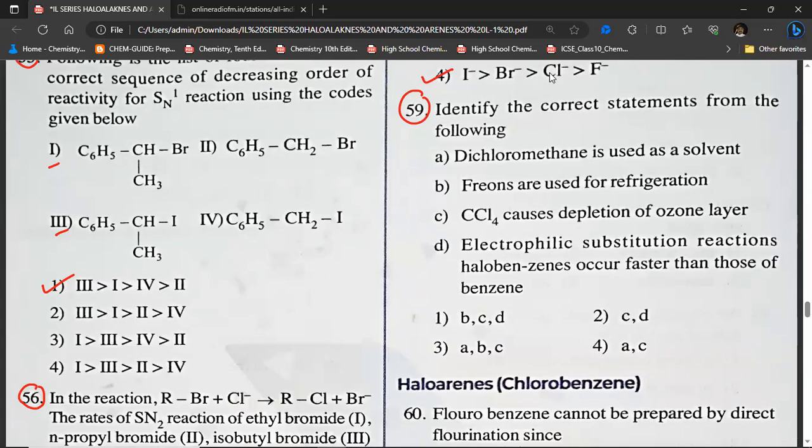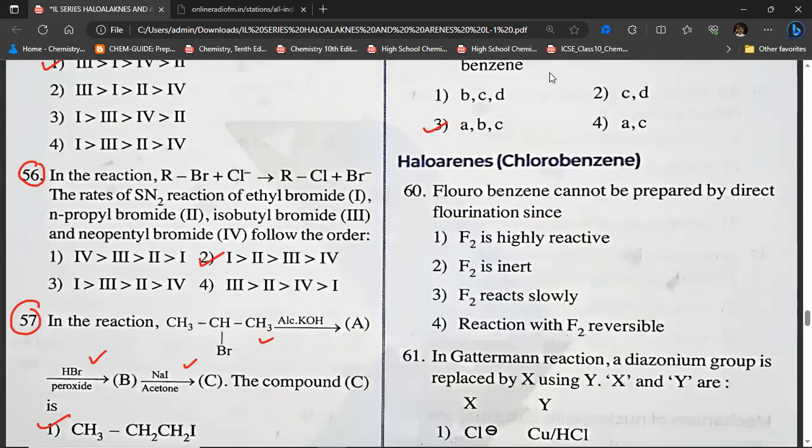Whereas the fourth one, D statement, electrophilic substitution reactions of halobenzene occur faster than those of benzene. No, because haloarenes are actually not more reactive than benzene, because of the deactivating halogen present on the benzene. So A, B, C are the right ones, the third option is the right option for this one. So that is the end of haloalkanes. Now we'll see the haloarenes case.